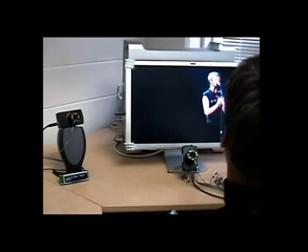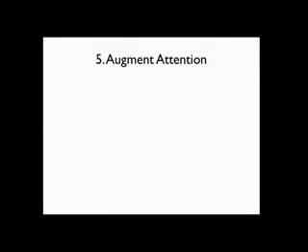All right, so there are other ways in which we can use attention, and that is to augment environments and augment the human brain itself. Here's a video of a system we did for cubicles, which is called the Attentive Office Cubicle.